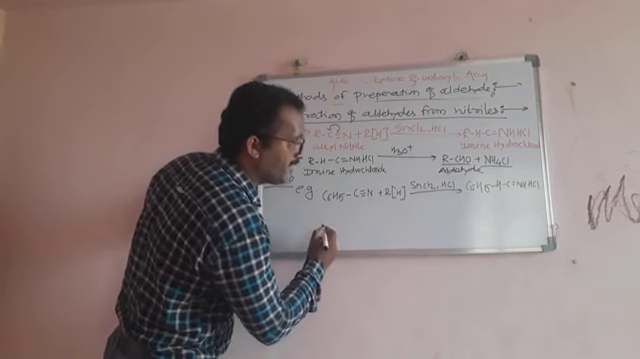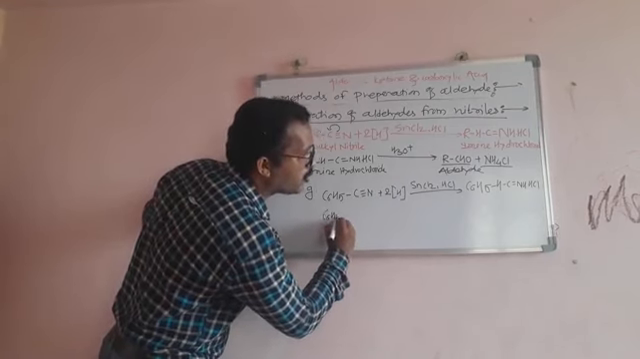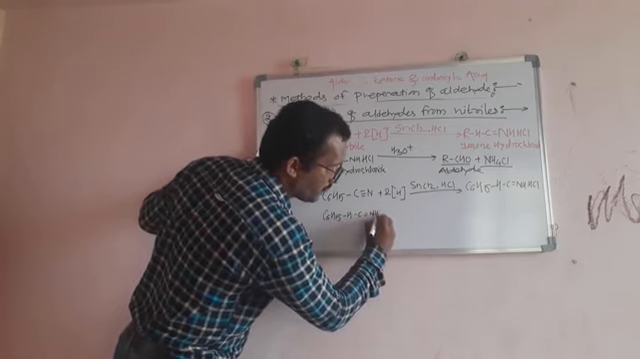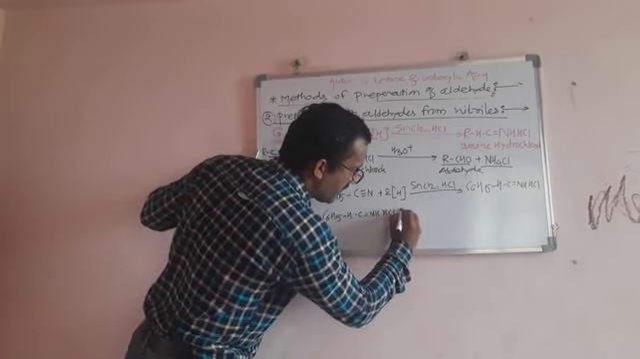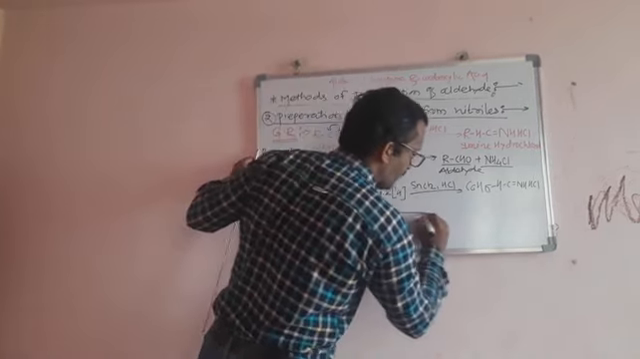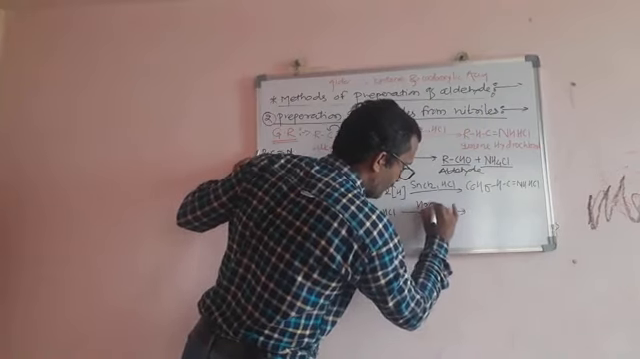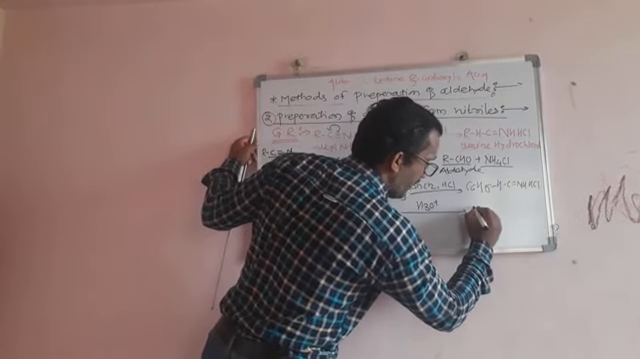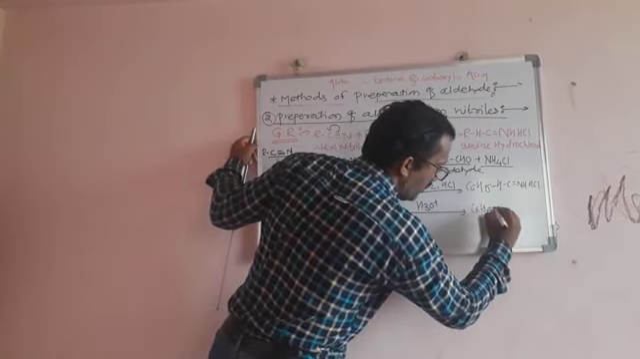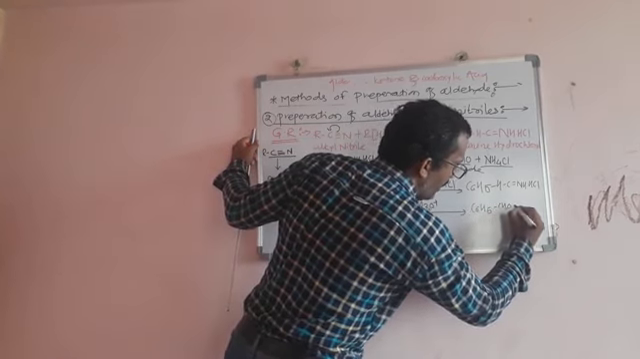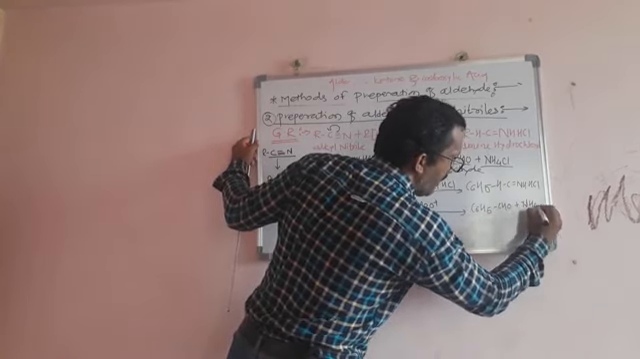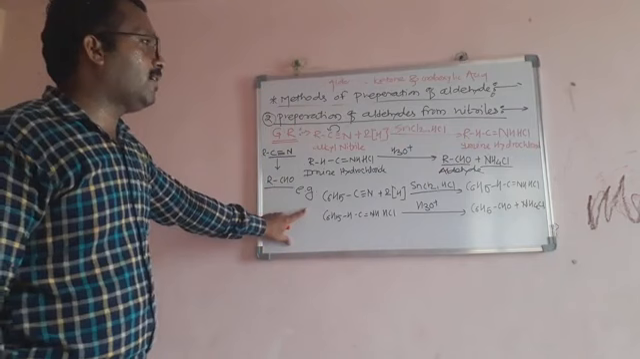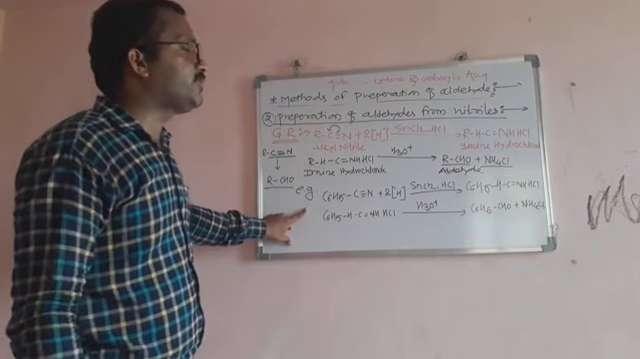This benzoimine hydrochloride, C6H5CH double bond NH HCl, undergoes acid hydrolysis in the presence of H3O plus. That gives the corresponding benzaldehyde, C6H5CHO, along with a byproduct, NH4Cl. This is another example of converting nitriles into aldehydes.